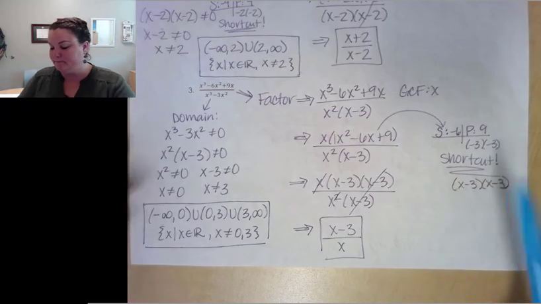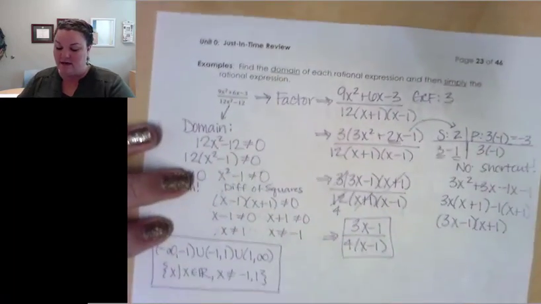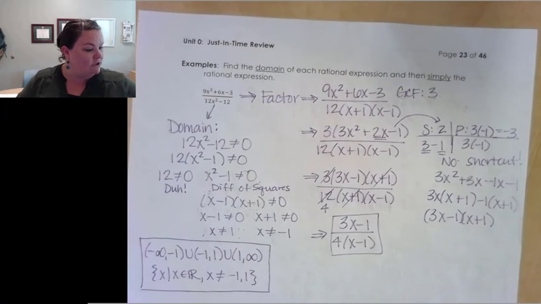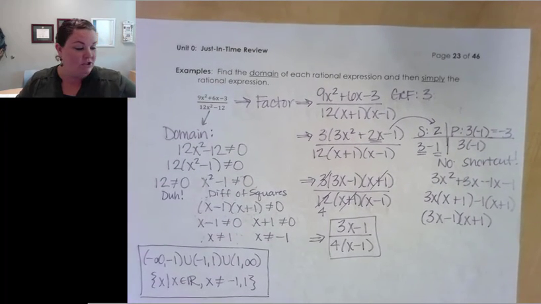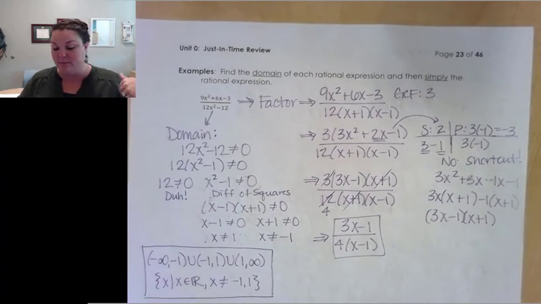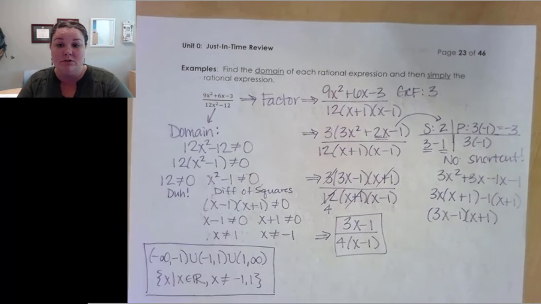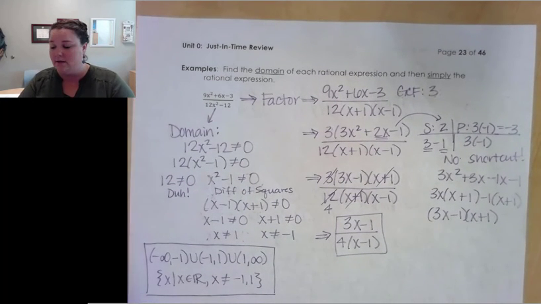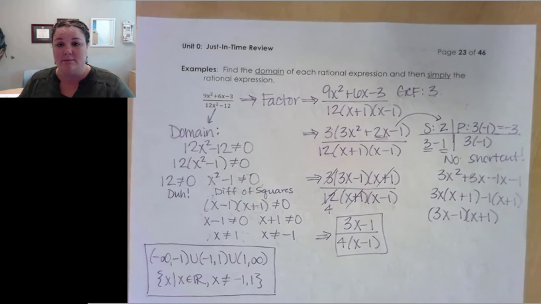Okay. All right, so that is the end of J21, which is simplify rational expressions. So you should now be able to complete that homework assignment. If you have any issues, please let me know. I'll be happy to help.